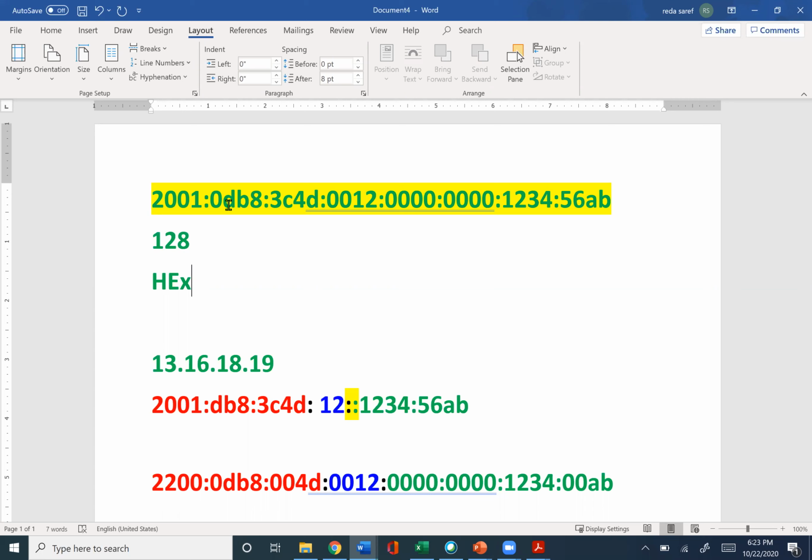Okay, so good question actually. To represent in hexadecimal, each one of these is represented by 16 bits. So every one of them is 16 bits. This one right here is 16 bits. The first 2 digits that you see in here are represented by 8 bits. Every hexadecimal digit is represented by 4 bits.